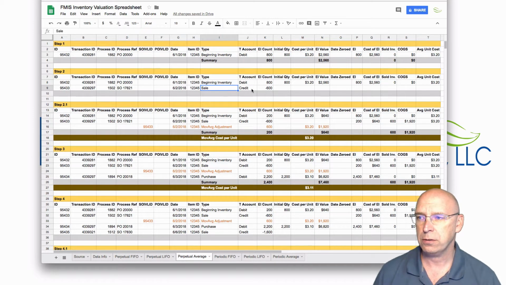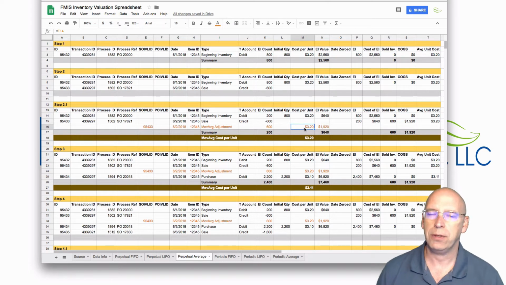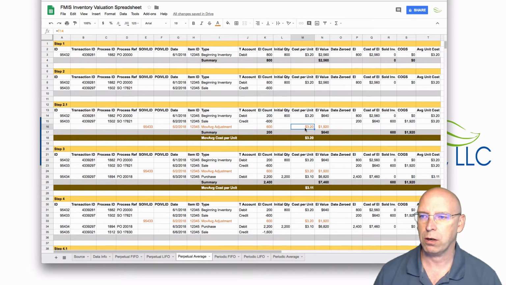Next we have a sale. We sell 600 units, and we know that on our adjustment, our cost per unit on that sale is $3.20 because we haven't done anything else. We only have the one cost. So the average is that number, $3.20. Our ending inventory is 200 and our ending inventory value is $640.